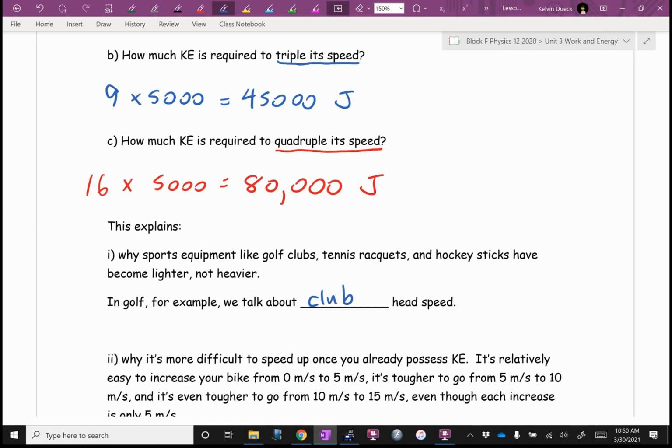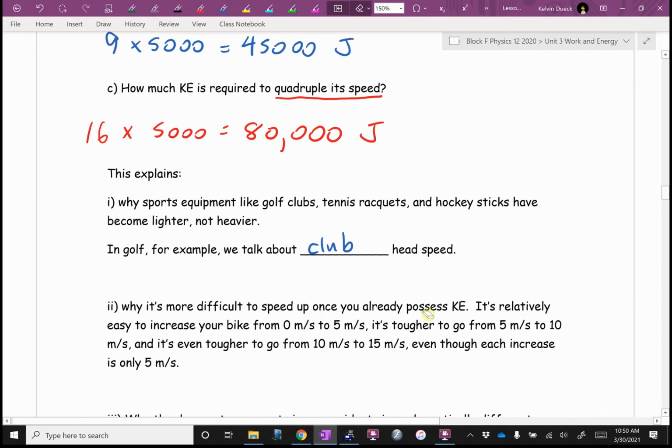Now they're lightweight. This is also why it's more difficult to speed up once you already have kinetic energy. How many of you have noticed, if you're riding your bike, to go from 0 to 5 meters per second doesn't take much effort. But to go from 5 to 10, which is still a 5 meter per second increase, takes way more effort. And once you're going fast, to go even faster, say from 10 to 15, takes way more effort. Even though it's the same 5 meters per second increase, that squared is kicking in.